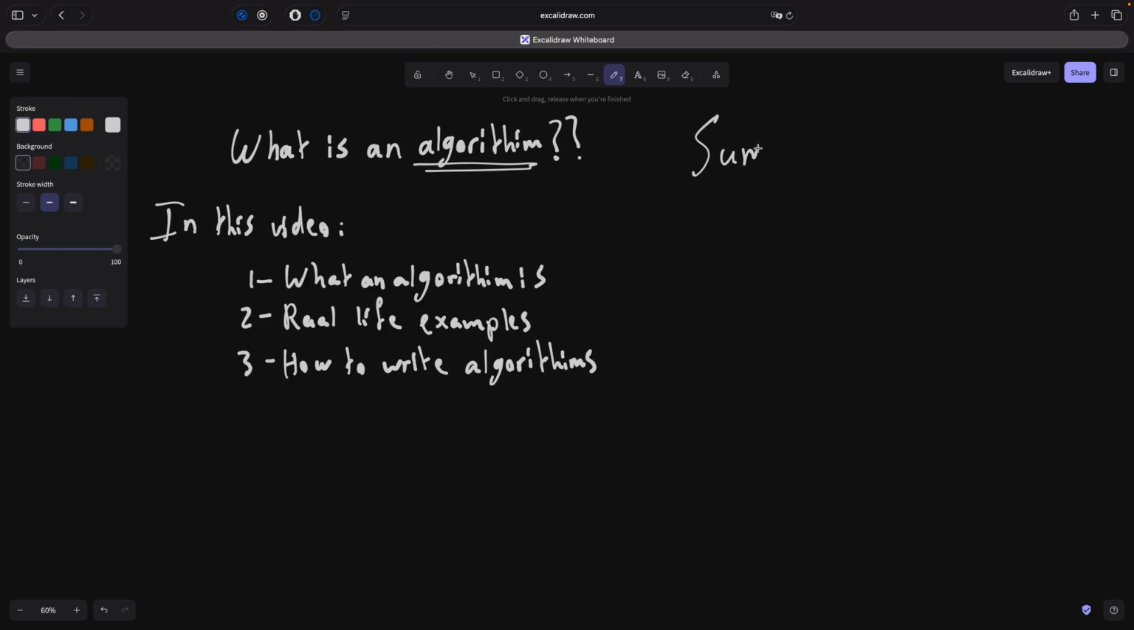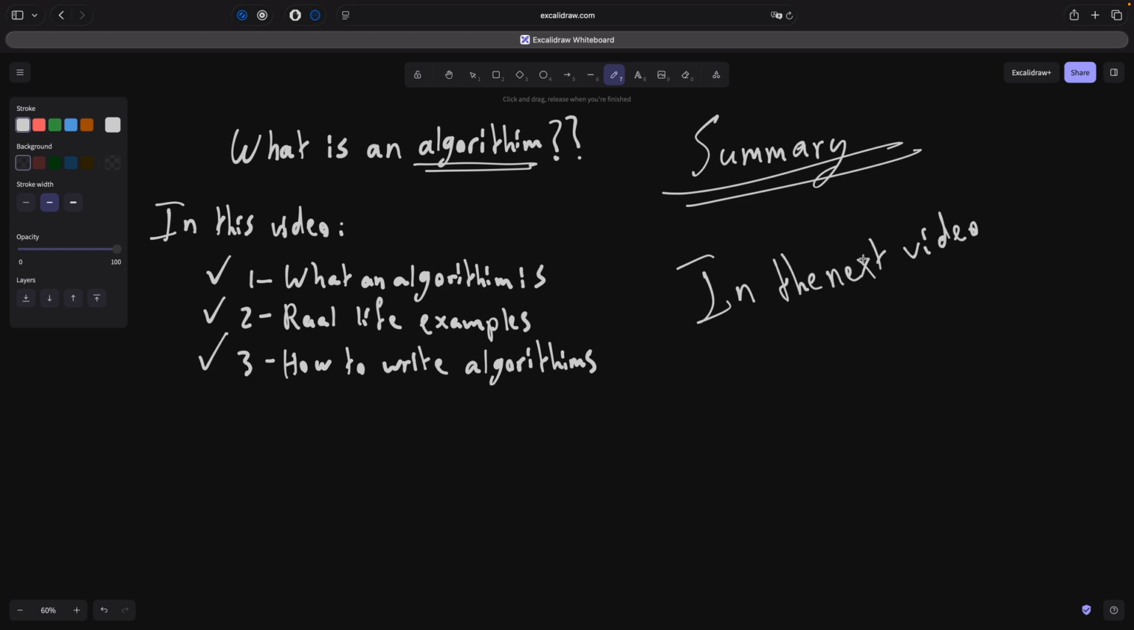So, in summary, an algorithm is a step-by-step set of instructions used to solve a problem. We use algorithms in real life, like cooking recipes or navigation apps. And in computer science exams, algorithms are often written as clear logical steps that computers could follow. In the next video, we'll look at how algorithms are represented using pseudocode and flowcharts.